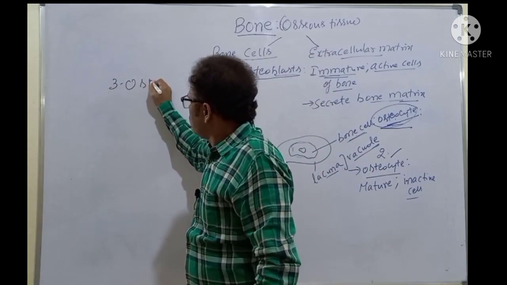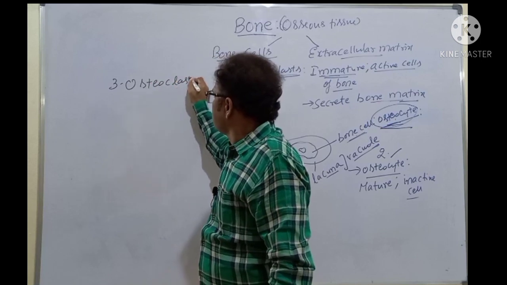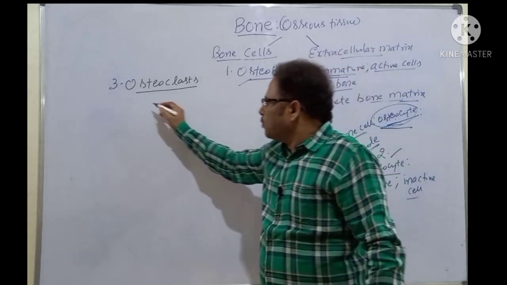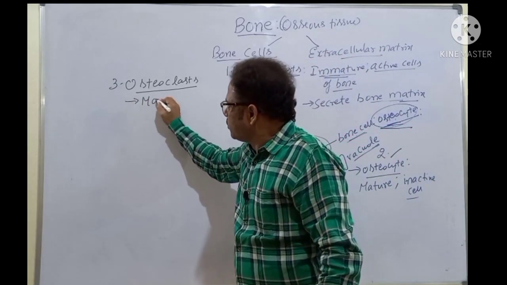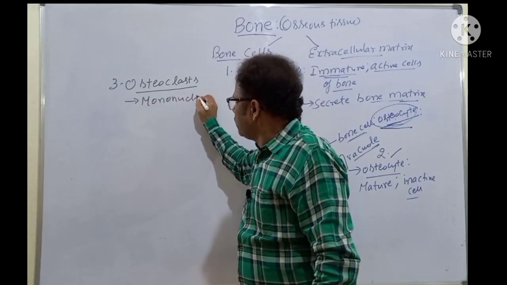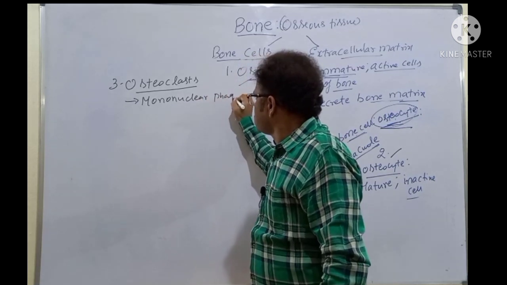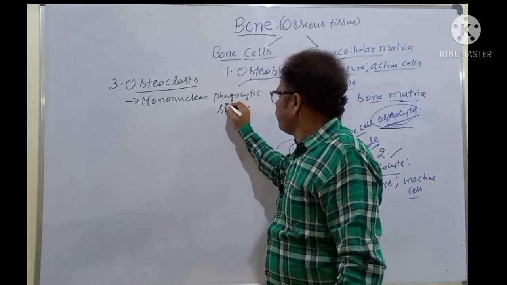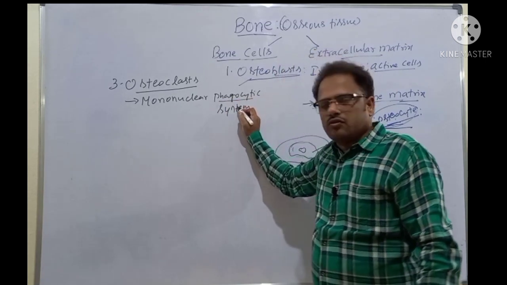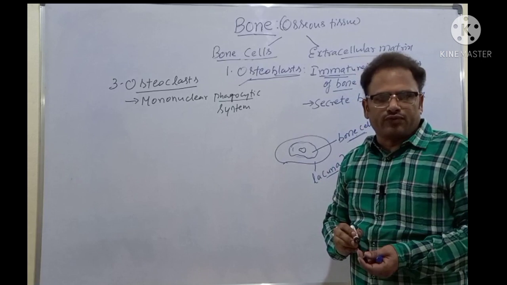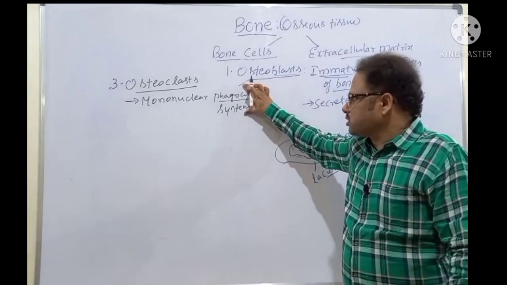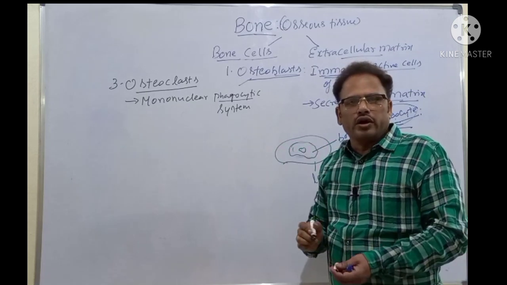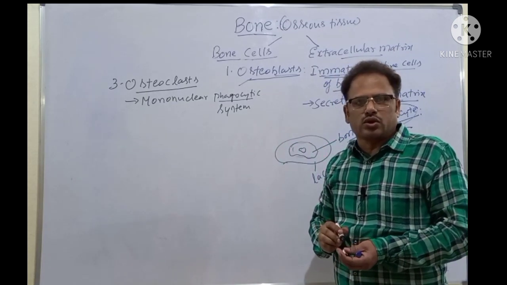Here, osteoclasts are the third type of bone cells. This forms the mononuclear phagocytic system. A phagocyte is a cell which can engulf and kill bacteria by phagocytosis. That's called a phagocyte. Mononuclear means it contains only a single nucleus, as different from the polymorphonuclear phagocytic system, which are called neutrophils.